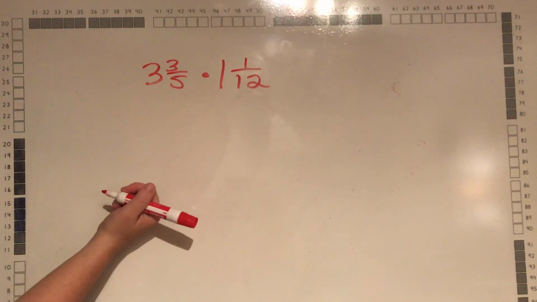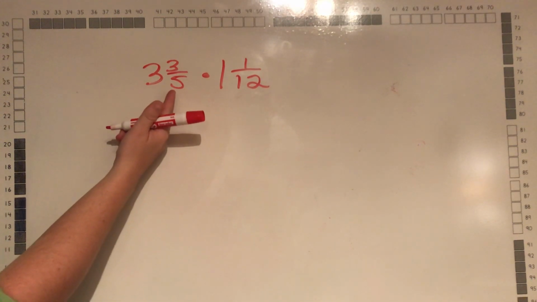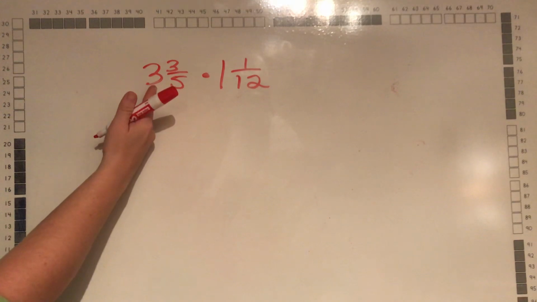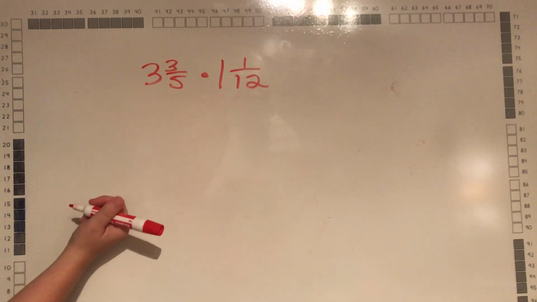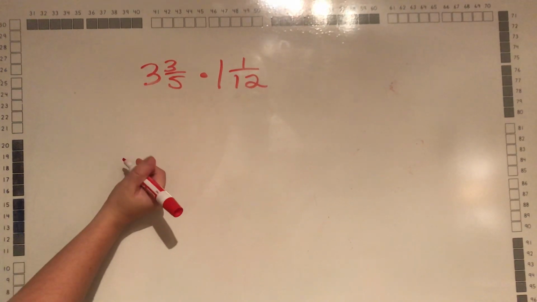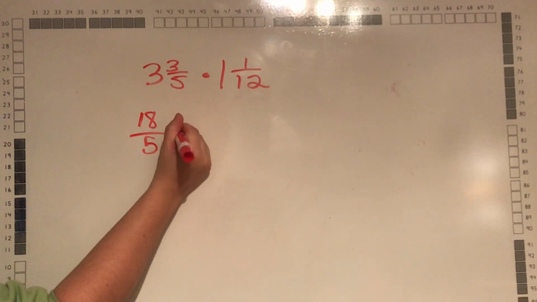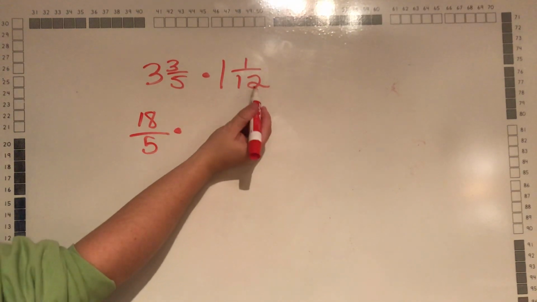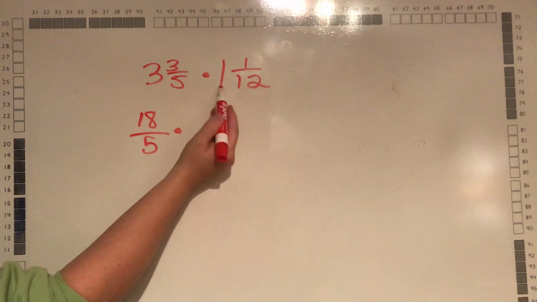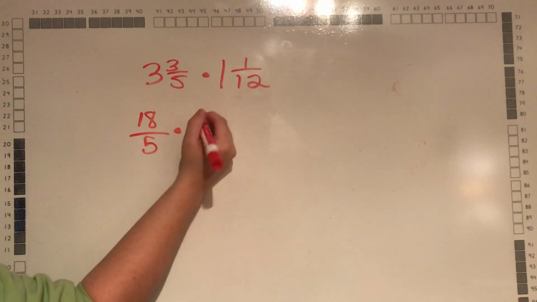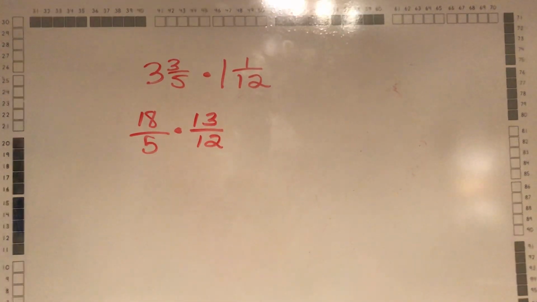So remember, we multiply our denominator by our whole number. So 5 times 3, which is 15, and then we add our numerator. So 15 plus 3 is 18 over 5. We're going to multiply that by 12 times 1, so denominator times the whole number, which is 12, plus 1, so that's 13 over 12.